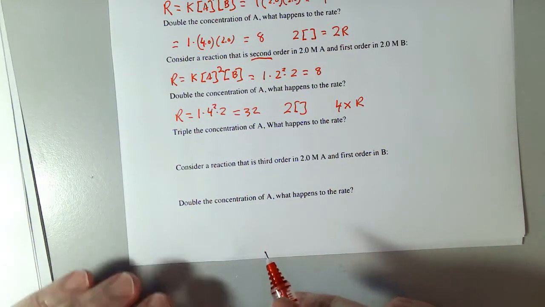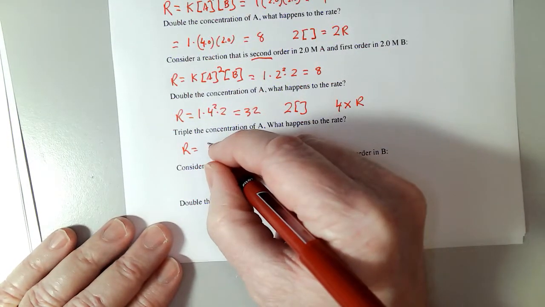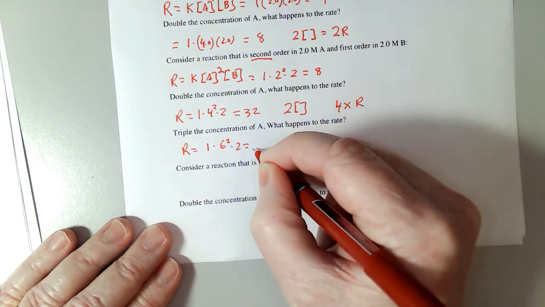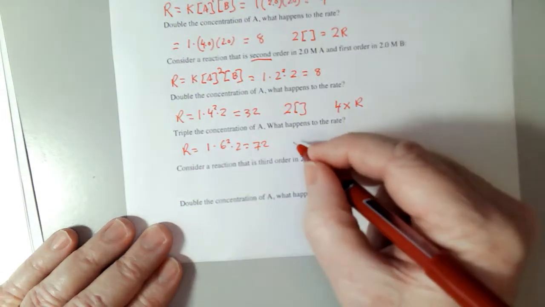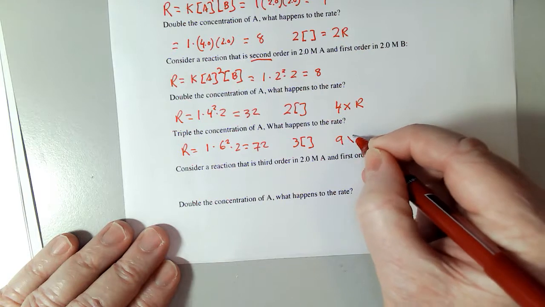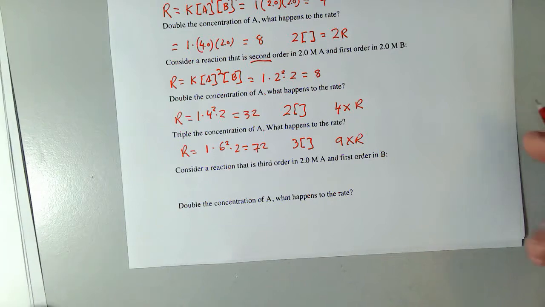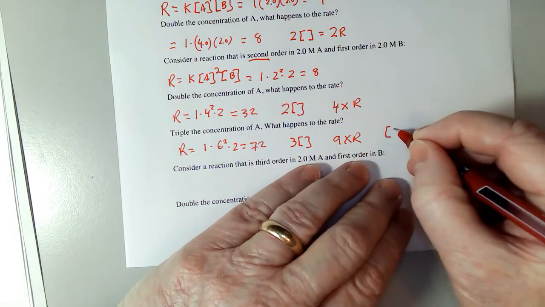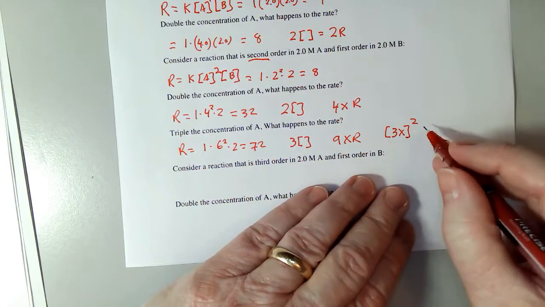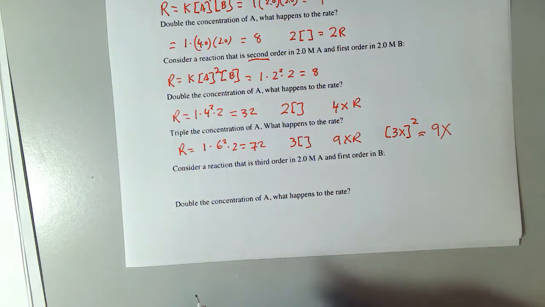Now, what if I triple that concentration? Okay, R equals 1 times 6 squared times 2, which equals 72. So when I have 3 times the concentration, I get 9 times the rate. Okay? So that's coming from the concentration being 3x squared. And 3 squared equals 9 times faster.